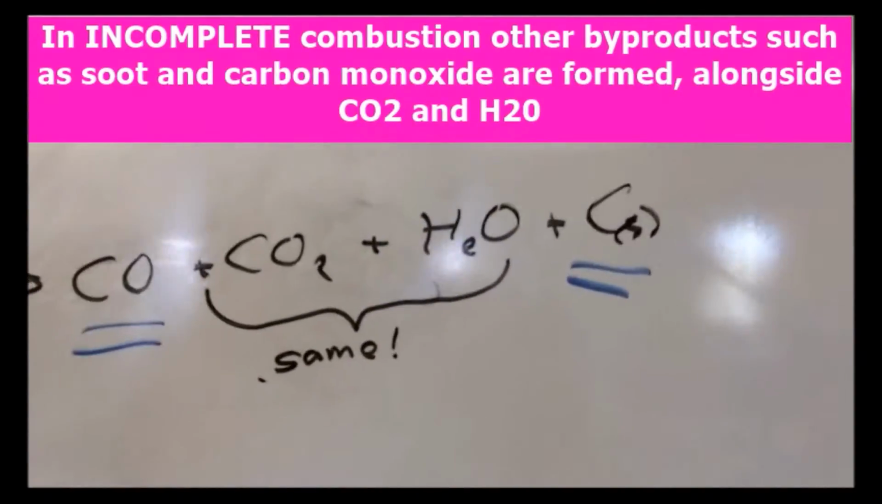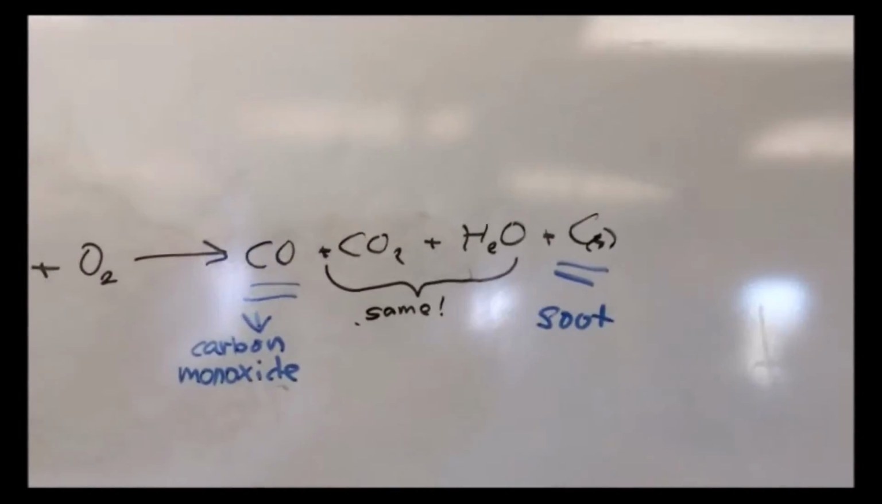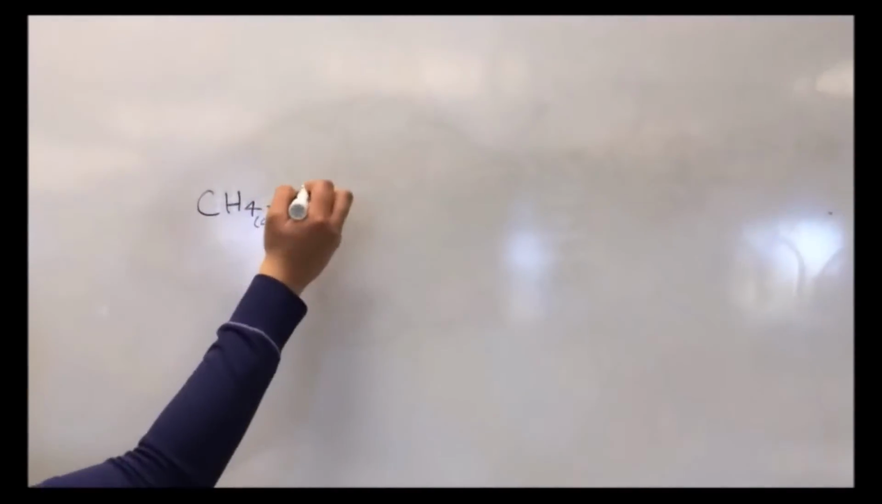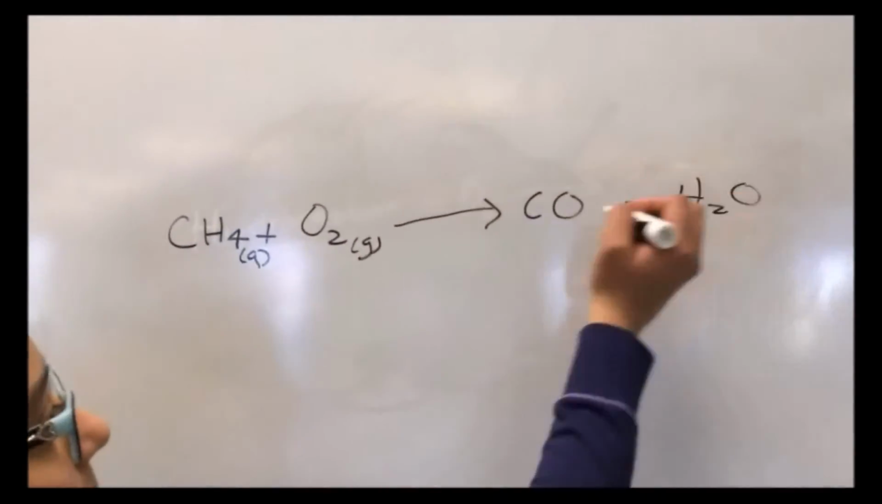Incomplete combustion is often undesirable because it releases less energy than complete combustion and produces carbon monoxide, which is a poisonous gas. Using a similar example as before, here is the incomplete combustion of methane.